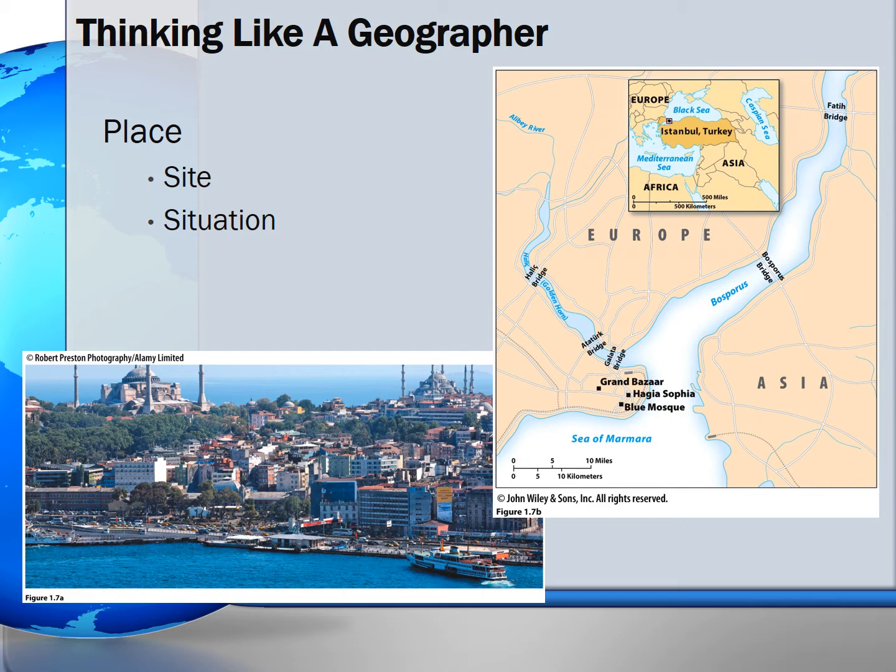The map to the right depicts the situation of Istanbul, Turkey's largest city, in relation to the surrounding bodies of water, the rest of the country, and neighboring regions. By virtue of its situation, Istanbul straddles the regions of Europe and Asia.